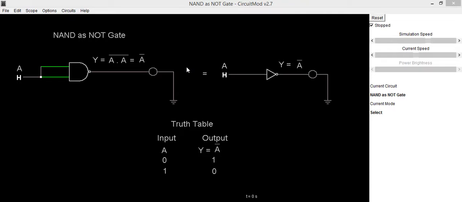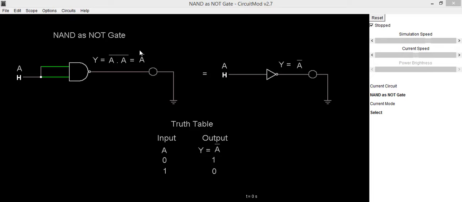NAND and NOR gates are called universal gates because we can perform basic functions using NAND and NOR gates. So AND, NOT and OR gates can be implemented using NAND and NOR. In this video, we are going to verify whether we can use a NAND gate as a NOT gate.